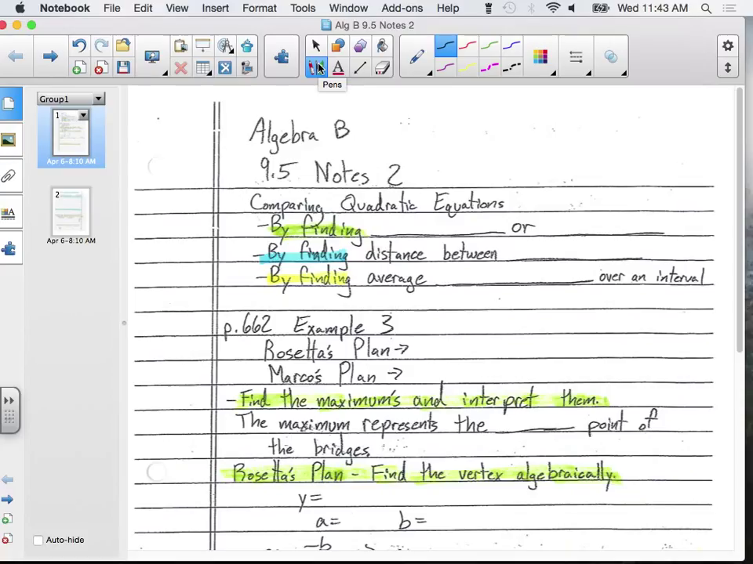First thing is by finding our minimum or a maximum. Second one, by finding distance between our x-intercepts. And then the last one is by finding an average rate of change over an interval.